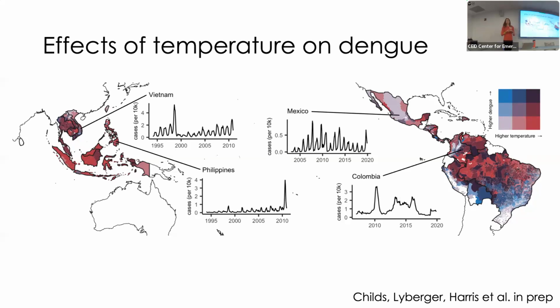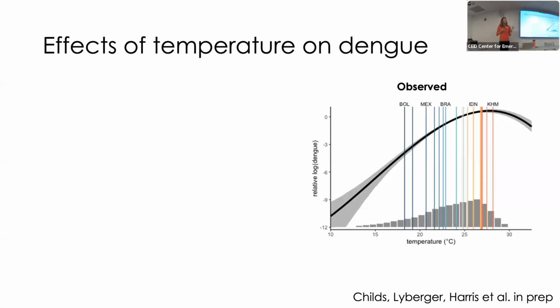And these are just some examples of what some of these time series look like, summarized at the country level, although the analysis is done at the smaller spatial scale. So getting to the exciting part, this is what we found in this regression. This is our polynomial response to temperature that we estimated. So temperature is on the x-axis, and the relative log of dengue incidence is on the y-axis. And you can see that this peaks around 28 degrees Celsius or so.